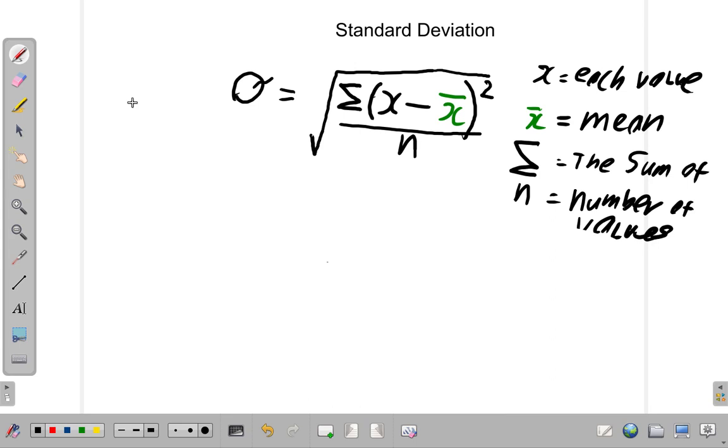I want you to calculate the standard deviation of 2, 4, 7, 8, 9. The standard deviation of that. Alright, first of all, we have to find the mean. What is the mean of these values? I want you to pause the video, calculate the mean. If you want to do all of it and calculate standard deviation, that would be nice, but calculate at least the mean for now and come back. So pause.